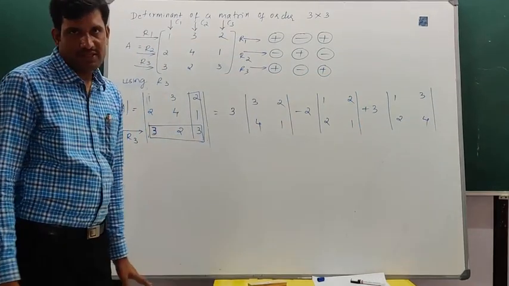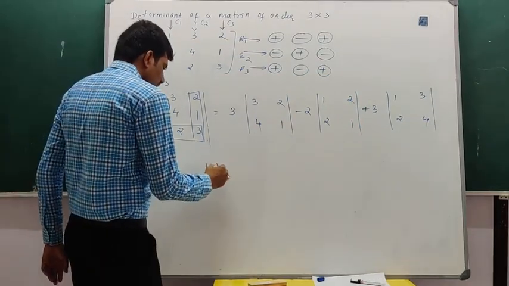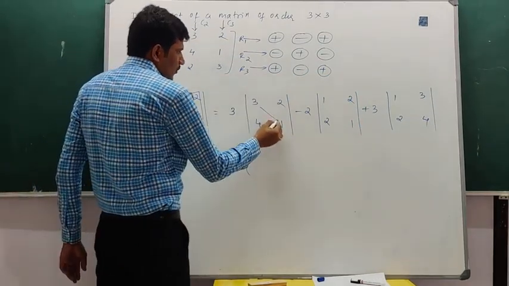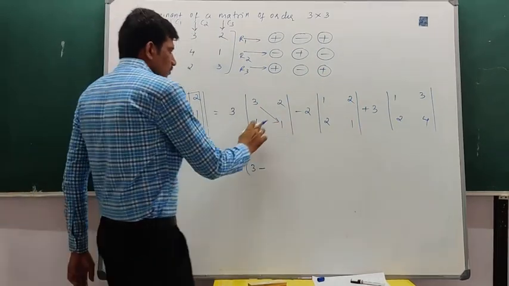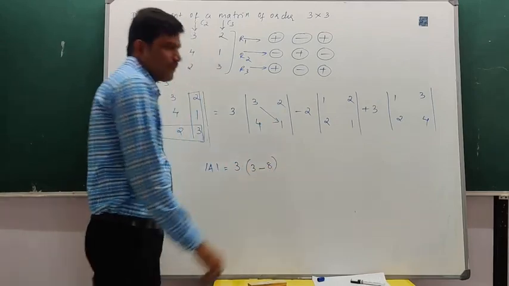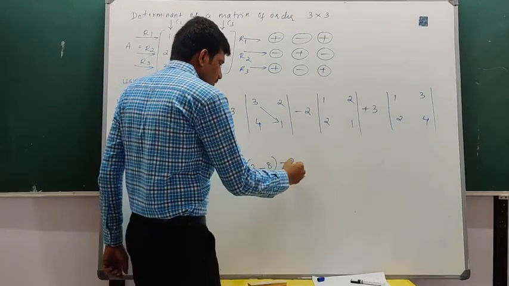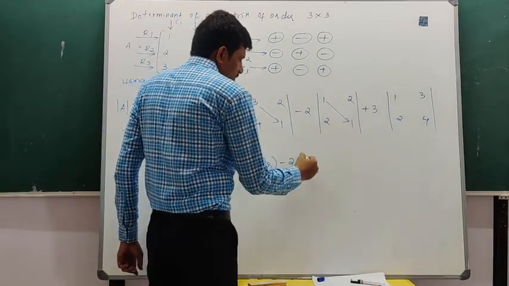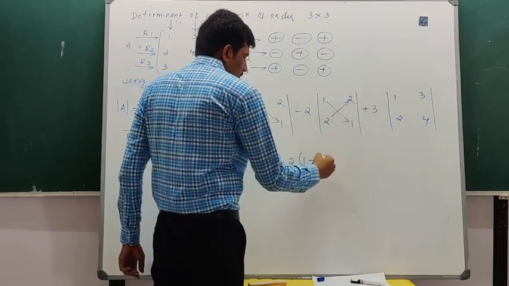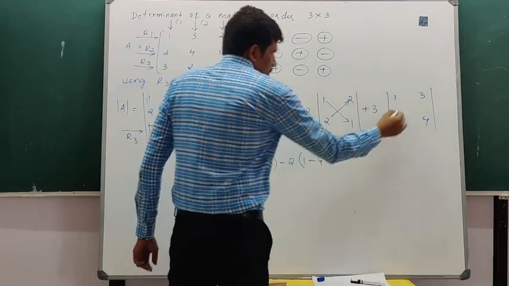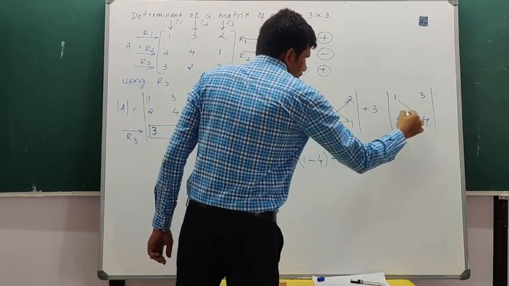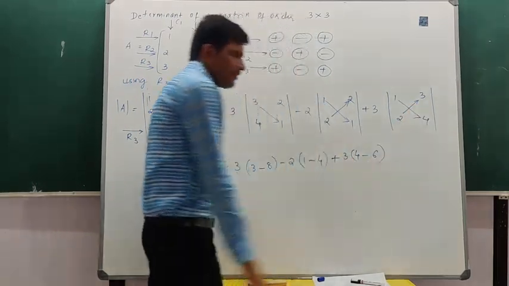Now we have to expand this. Determinant of A is equal to 3 into. First we have to multiply this: 3 into 1 is 3 minus 4 into 2 is 8. Next, minus 2 into bracket: 1 into 1 is 1 minus 2 into 2 is 4. So plus 3 into: 1 into 4 is 4 minus 2 into 3 is 6.